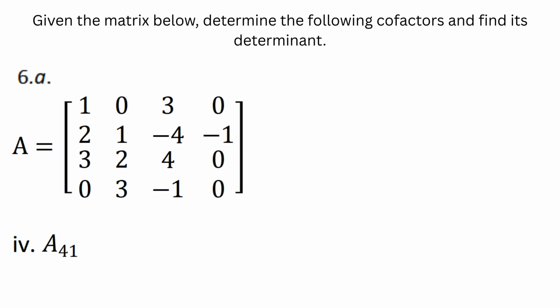For our next item, I have chosen number 6. Given the matrix below, determine the following cofactors and find its determinant. So we are going to find the cofactor A sub 41. Here we have our matrix. A is equal to the matrix. Column 1, we have 1, 2, 3, and 0. Column 2, we have 0, 1, 2, and 3. Column 3, we have 3, negative 4, 4, and 1. Column 4, we have 0, negative 1, 0, and 0.